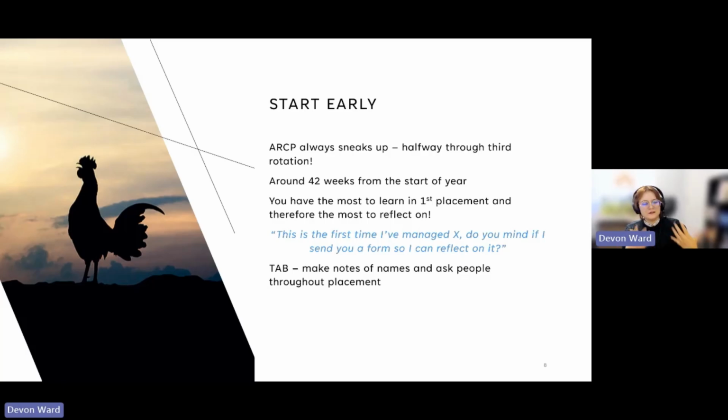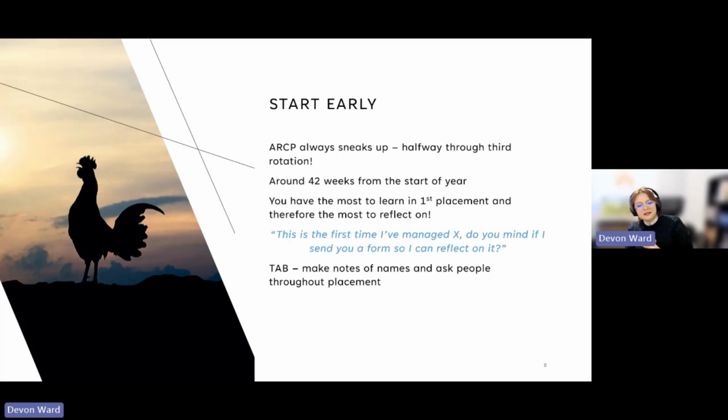And so even if you feel like, oh, I'm not doing first time management of anything now, you've got that coming up again in December. So don't feel like I'm still doing it in F2. You can also just say this is the first time I've managed somebody in this specialty, even if the condition is one that you've seen before.